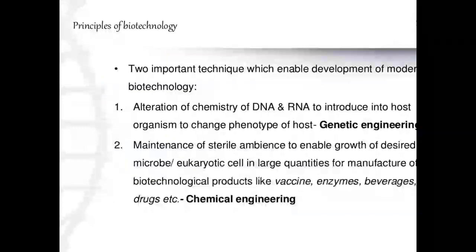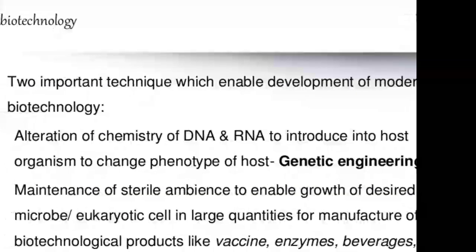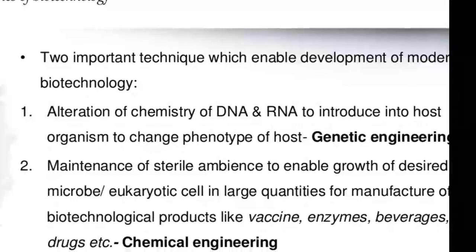There are two important techniques which enable the development of modern biotechnology. One technique is the alteration of the chemistry or the molecular basis of the DNA and RNA to introduce into the host organism to change the phenotype of the host cell. Means it is known as genetic engineering. So genetic engineering is the branch in which we alter the chemistry of the DNA and RNA for the change of their phenotypic character.